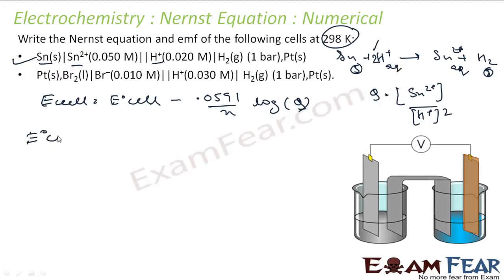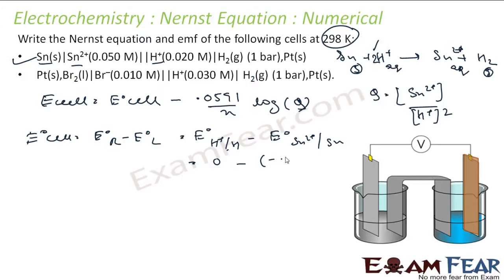So E naught cell will be nothing but E naught of right minus E naught of left. What is the E naught of right? Right is this, that is H plus to H2 reduction. E naught of left, that is Sn2 plus to Sn reduction. Please don't flip the reaction, because standard potential is nothing but reduction potential. This is 0 minus, and this value from the table we'll get is minus 0.414 V. Total is 0.14 volt, positive.